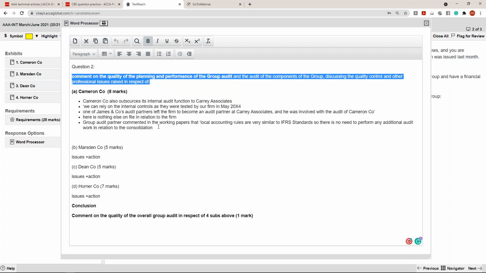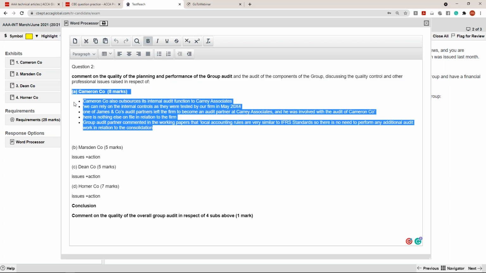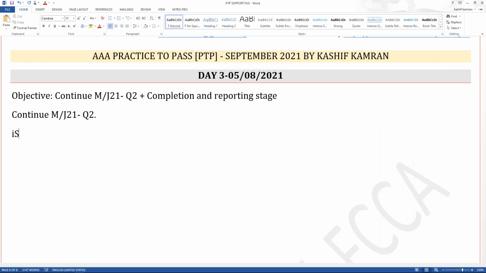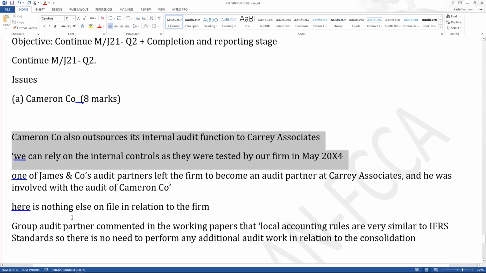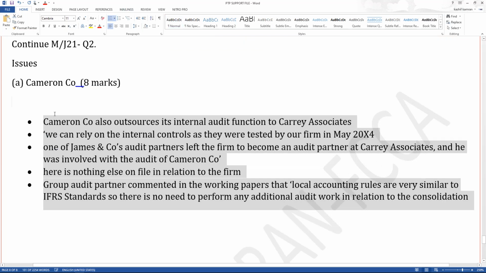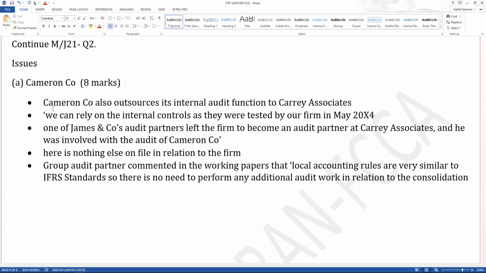Now, we got these issues yesterday for Cameroon company. I'm just taking them on my Word file. And these are the issues we identified from the Cameroon company yesterday. So let me copy paste these issues on my Word file here so we can do a very proper analysis of these issues.